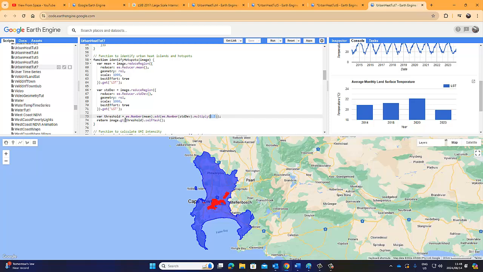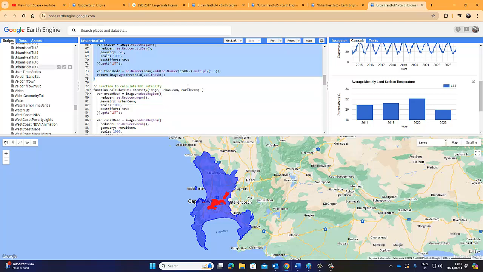If it's less than that, then mask. Okay, so that's with the greater. Okay, so that's what we're doing here. So far we've got our image, we've got our time periods, we've created a mean statistic for each of our periods for our region of interest, and then we created a mean image, a standard deviation image, and we created the threshold, and we can identify the urban heat islands or hotspots. Okay. So that's what we've done there.